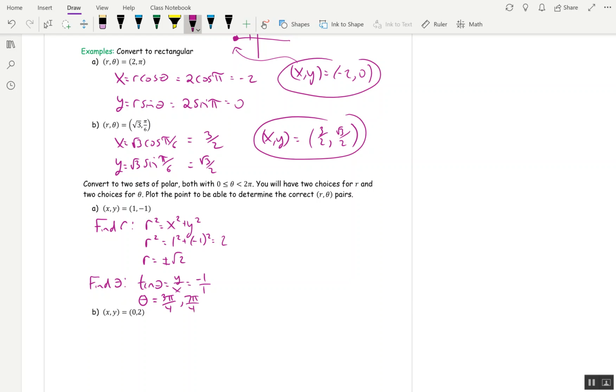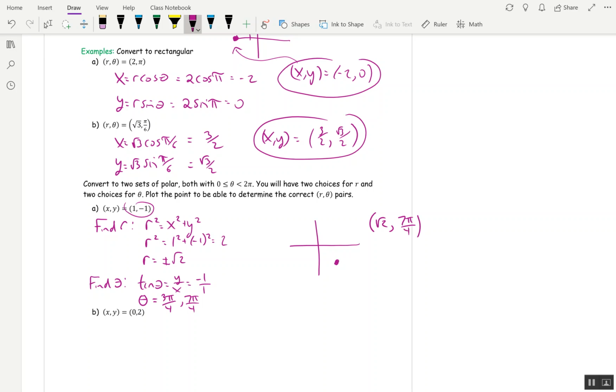All right, so now we're going to pair the correct values of r with the correct values of theta. In order to do that, we need to know where the point is. So the point, 1, -1, is in quadrant 4. Okay, so if I choose the positive value of r, then I need to choose the angle of these 2 angles that's in quadrant 4. That's 7 pi over 4.